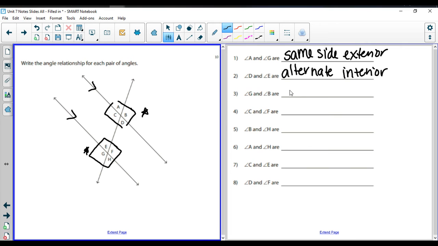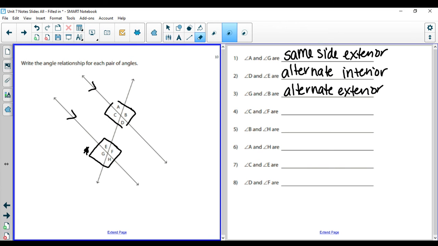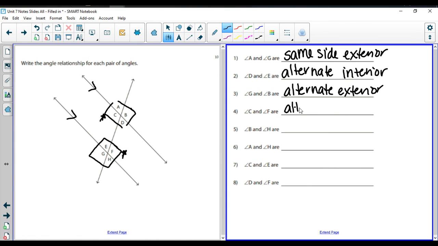So G and B are both on the outside, and they also did flip over, so we would call these alternate exteriors then. For our next one, we have C and F. So F is right here, and C is right here. What would be our best words to describe those two? So they did flip over the transversal, so they're alternate, and they are both located on the inside, so we would call them interiors then.